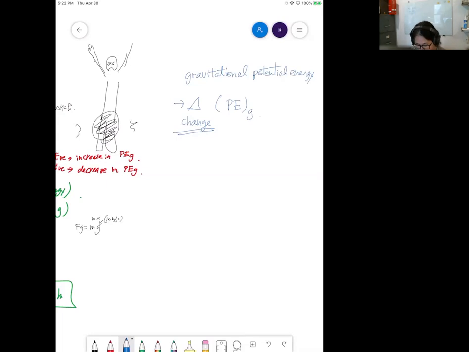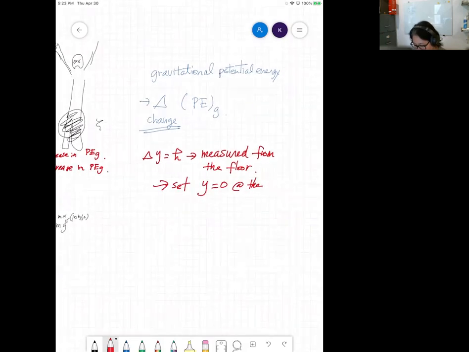And so we just said that delta H, this delta Y or H, is measured from the floor. What we're doing is setting y equals 0 at the floor. But as long as you talk about change, it moves from one location to another in a vertical direction, because gravitational force is always just vertical. Then the initial can be anywhere. There's no rule that it has to start from the floor.